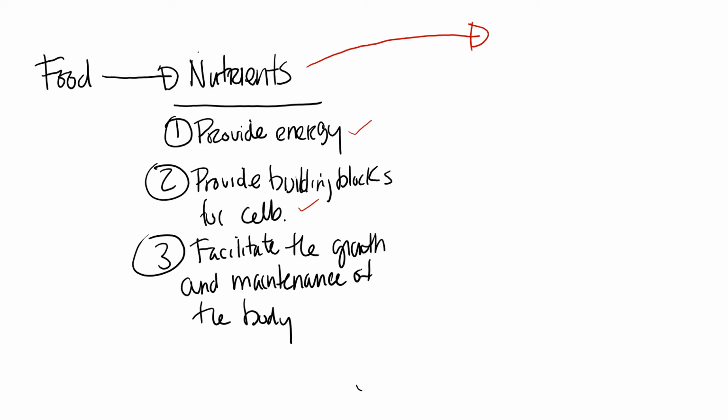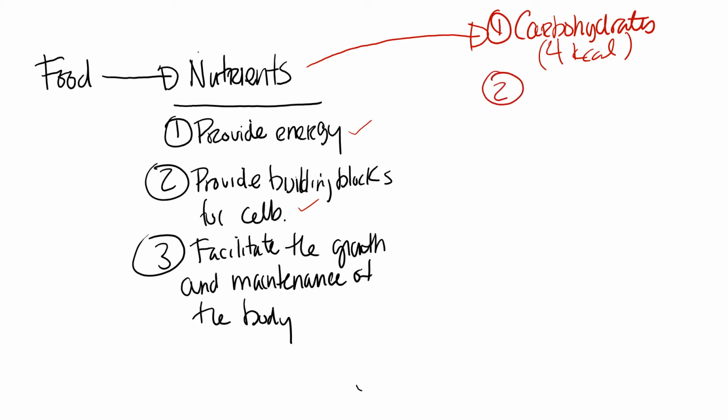The very first class of nutrients I want to talk about is carbohydrates. Carbohydrates can be used by the body to obtain energy, and it gets about 4 calories per gram, so about 4 kilocalories. That's how much a carbohydrate is worth in energy. Examples of carbohydrates would be bread, pasta, and potatoes.